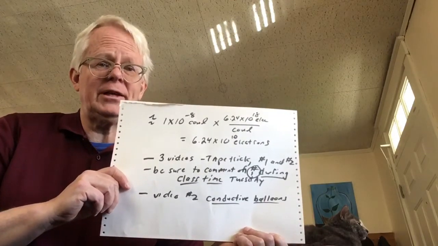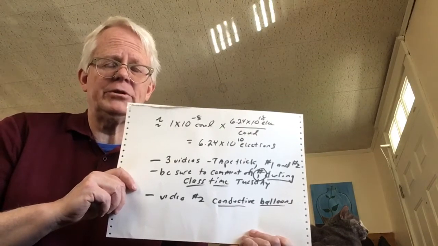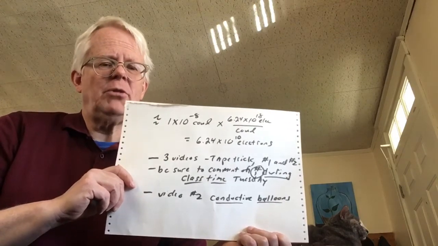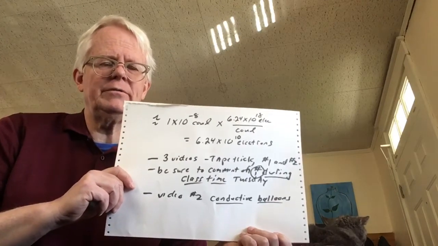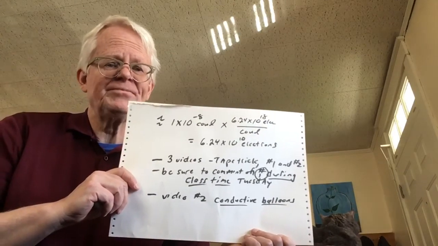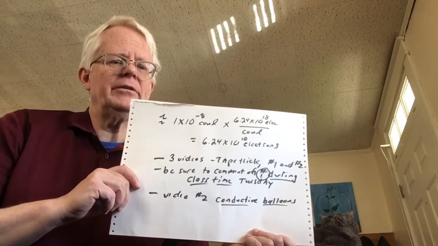It may seem like a lot of electrons, but in proportion to how many there are in total, it's actually a pretty small number that would be transferred to the balloon versus how many were there already.